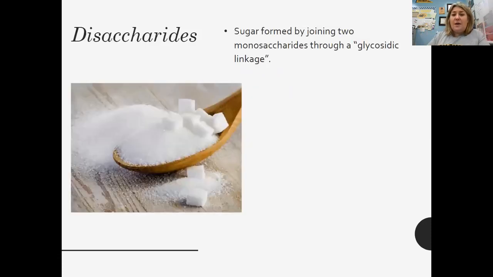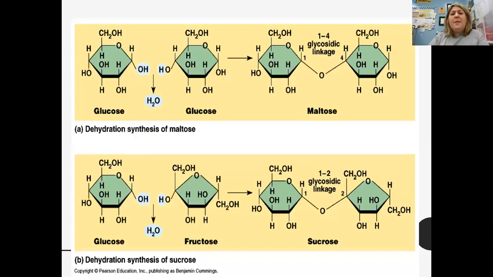So a disaccharide is a sugar, and it's two monosaccharides hooked together, and they have a special bond that's known as a glycosidic linkage. You may want to highlight that. That's a specific bond that's found in sugars. And depending on where the bond is, depends on how it's going to be named.